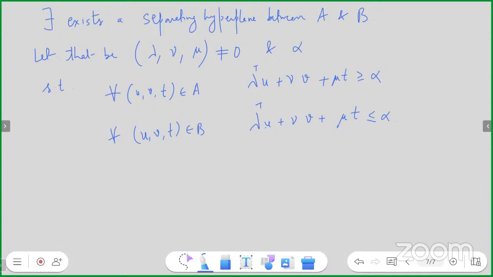So, the second condition. We know that u and v is 0. So mu t is less than or equal to alpha when mu is greater than or equal to 0. The impact of lambda was not there in the second equation. So in the first equation, suppose lambda is less than 0. Then this will be true. That's what we can argue, for points in A. If for all points in A, this is true, what kind of set is A?